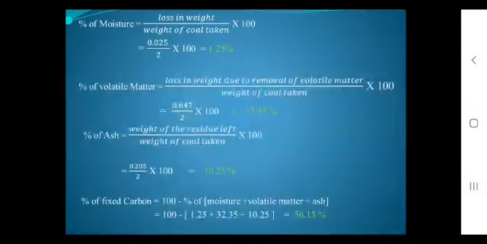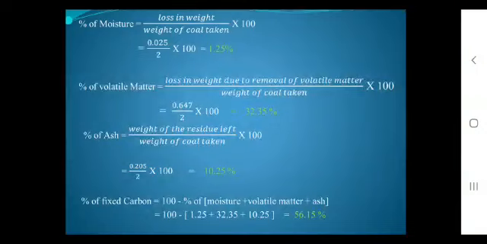Now we have to put these values one by one. So percentage of moisture, we know the formula: loss in weight divided by weight of coal taken multiplied by 100. So it becomes 0.025 divided by 2 multiplied by 100, which is 1.25%. Second, percentage of volatile matter: 0.647 divided by 2 into 100, which is 32.35%. Percentage of ash: weight of the residue left divided by weight of coal taken multiplied by 100, so 0.205 divided by 2 multiplied by 100 becomes 10.25%. So these three are calculated.